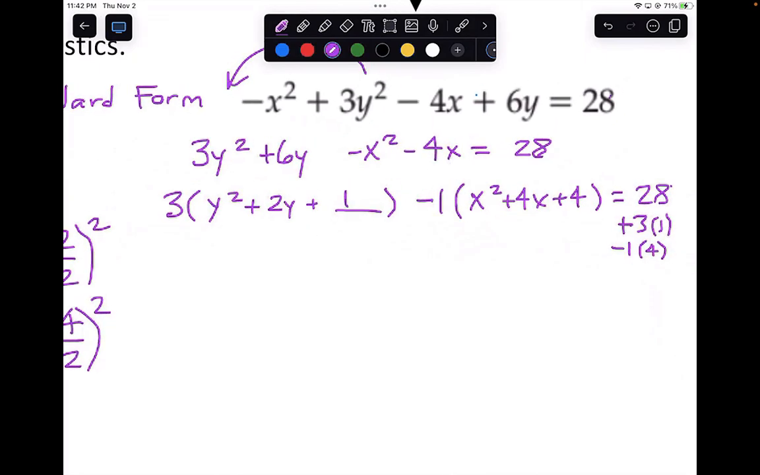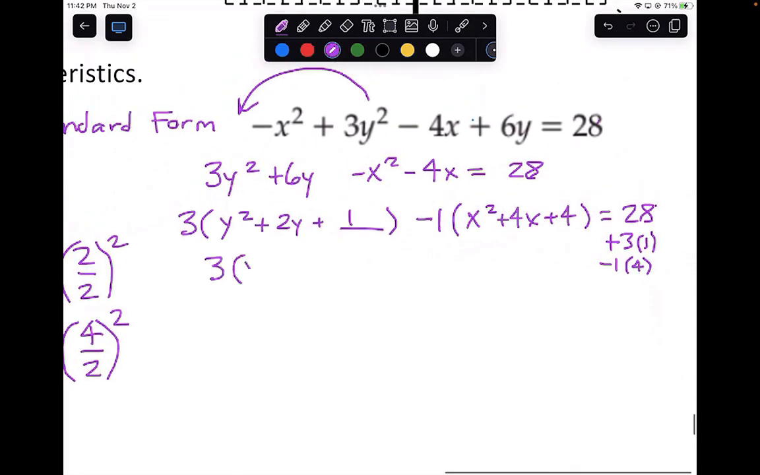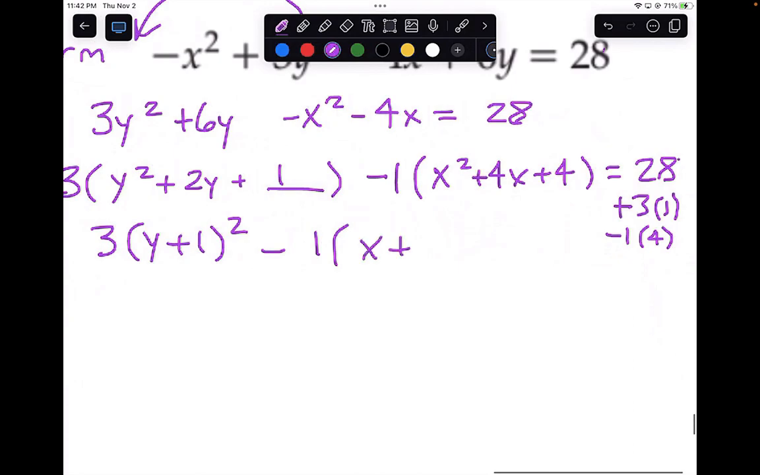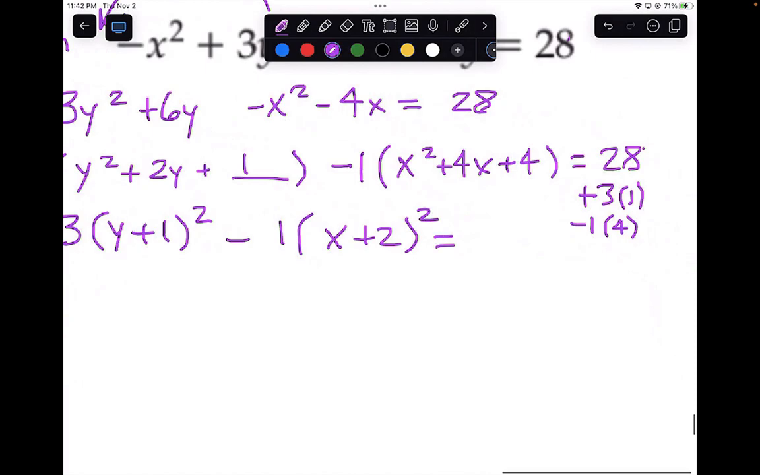Okay, let's keep it going here. You factor 3y, and then this will be plus 1, and then squared. The second group you'll have a negative 1, and then this will be x plus 2, and then squared. Right hand side, that's 28 plus 3 right there, 31, and then minus 4, that's going to come out to 27.